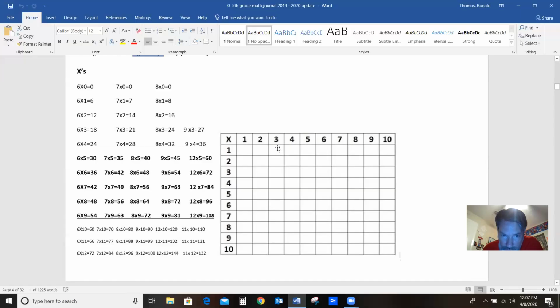If you did it right here, 3 times 3 is 9. 4 times 4 is 16. 5 times 5 is 25, would go right there. 6 times 6 is 36. It would go right there. 10 times 10 is 100. You could do it right there. Just like 10 times 9 is 90. It would go right there. 6 times 8 would be 48 right there. I'm just showing you how to use it.